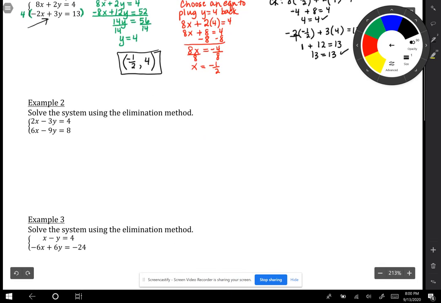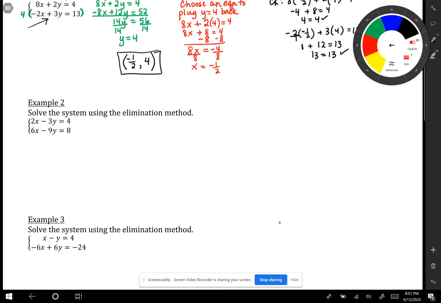Okay, let's look at example number 2. Solve the system using the elimination method. So for this one, and again, you kind of just pick which variable you want to eliminate. If some people want to eliminate y first, well then that's their thing. Some want to eliminate x, just whichever is easier. So I'm looking at here, 2 and 6 are not opposites. Neither are negative 3 and negative 9. So they're not opposites, but we can make them opposites. So figure out which ones we want to make opposite. And I like the x's. They're pretty easy to make opposite.